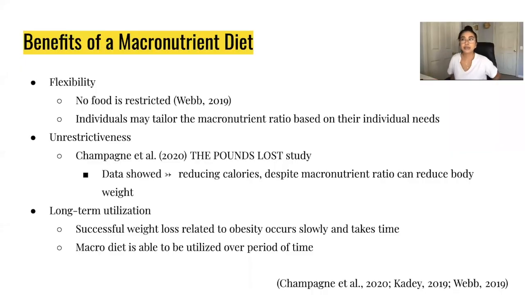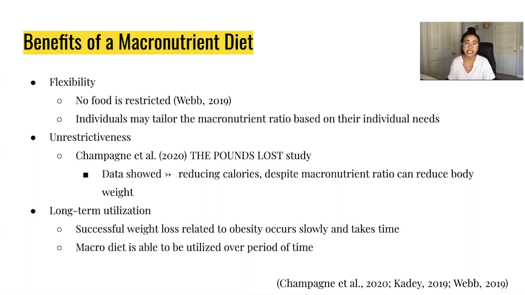So I'll be covering the benefits of a macronutrient diet. There's three major pros: the first being flexibility, the second is its unrestrictedness, and the third is the long-term utilization. The macronutrient diet is flexible, and individuals following the diet may choose amongst a variety of food. The macronutrient diet does not restrict any food, even foods that are high in fat or high in sugars, such as pizza or cake.